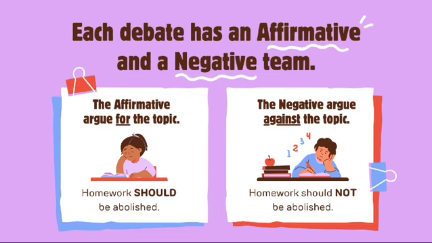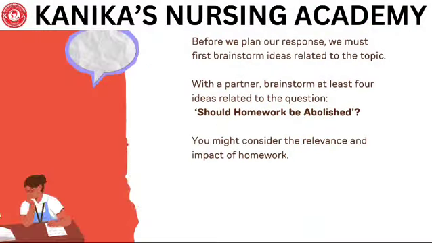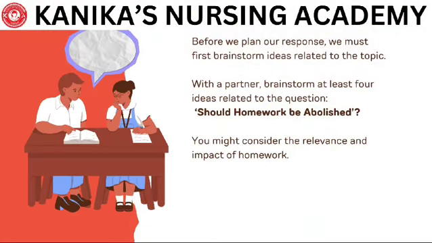The affirmative argue for the topic: homework should be abolished. The negative argue against the topic: homework should not be abolished. Before we plan our response, we must first brainstorm ideas related to the topic. With a partner, brainstorm at least 4 ideas related to the question.